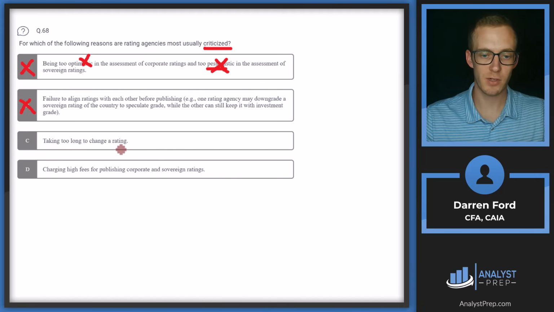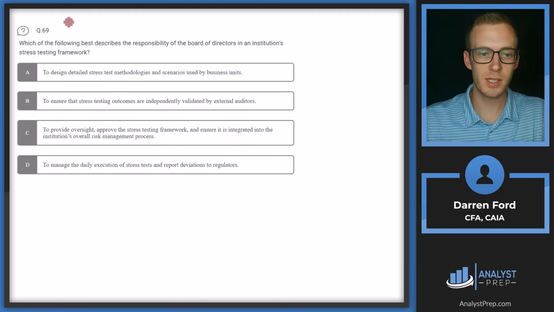C, taking too long to change a rating. They are generally very heavily criticized for this, so it looks like C will be our answer. And then D, charging high fees for publishing corporate and sovereign ratings. We can rule that out as well, since on the sovereign side, they do a lot of these for free, since emerging market companies and frontier countries are not going to be paying them for this. Answer C.